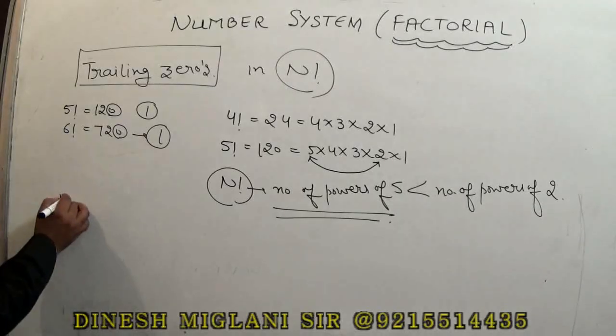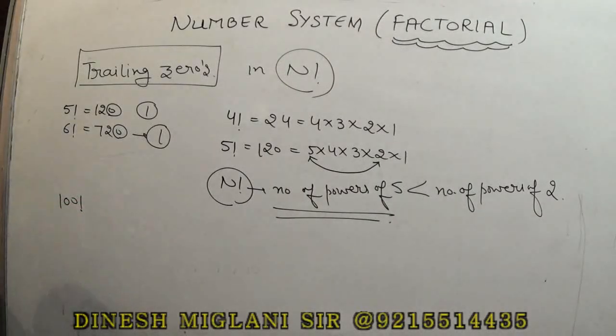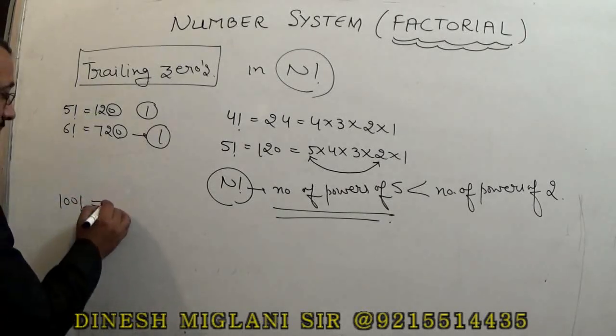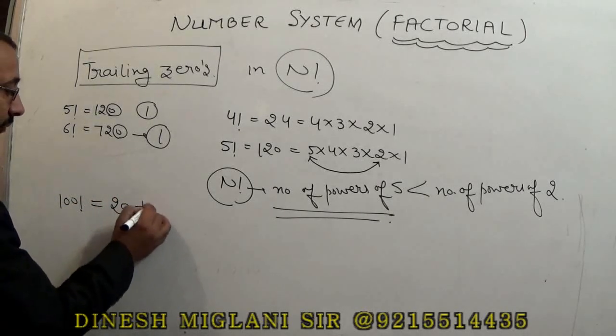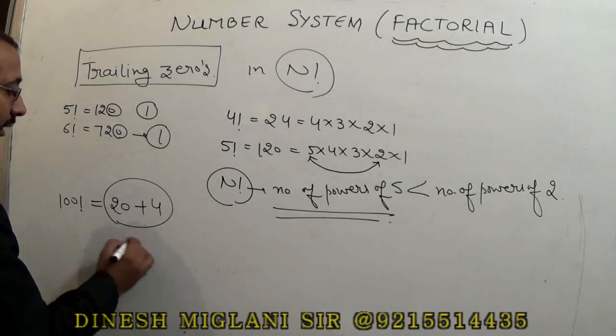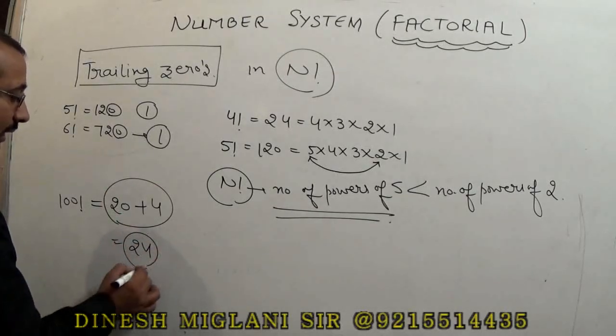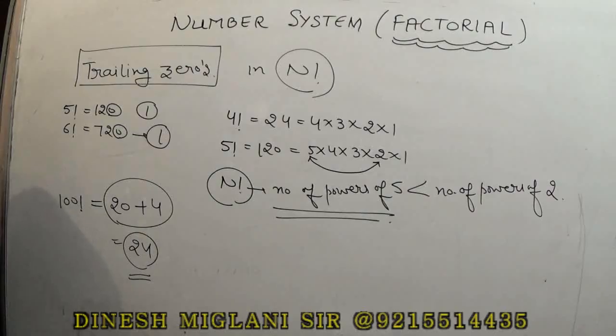Suppose in 100 factorial, question is how many trailing zeros are there. So we try to find out in 100 factorial what is the maximum power of 5. So what I will do, 100 by 5 is 20, 20 by 5 is 4. So I can say in 100 factorial, number of trailing zeros are said to be 24. I hope the idea is clear.